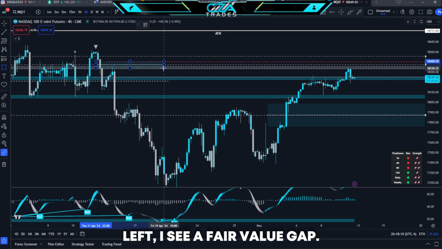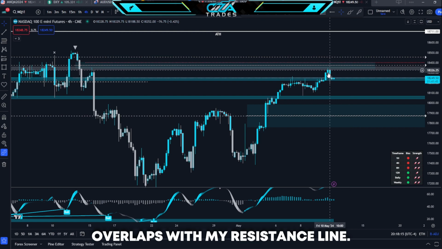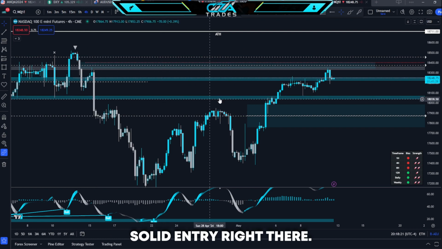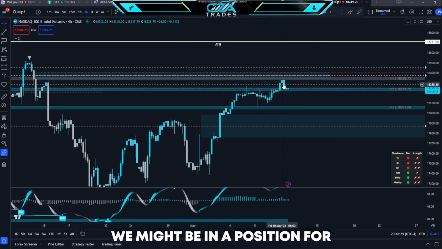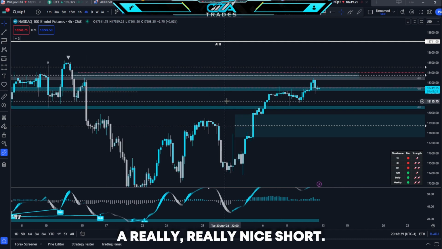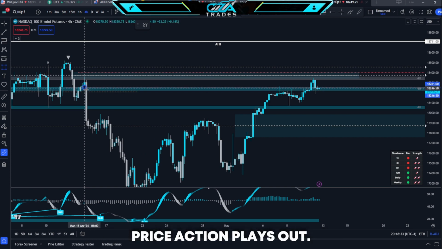Looking here on the left, I see a fair value gap. Draw that out. This fair value gap overlaps with my resistance line, resistance level. Looks like a really nice solid entry right there. We're going to see how this price action plays out. We might be in a position for a really, really nice short. And as you can see over here, we have to watch out how the price action plays out.